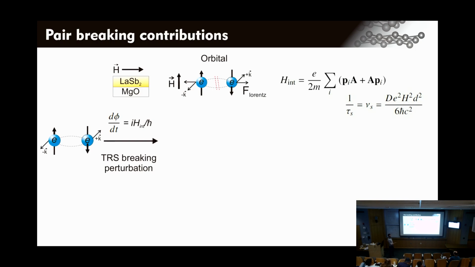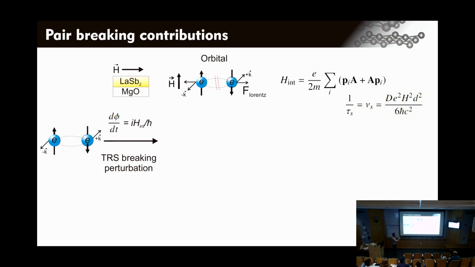So, if we look at a Cooper pair, we know that phase coherence is really the hallmark of superconductivity. And anything that is going to break this phase coherence is going to end up destroying the superconductivity. So if we think about some orbital effect, we have some Cooper pair here with equal and opposite momentum and opposite spin. So this is just a BCS superconductor.